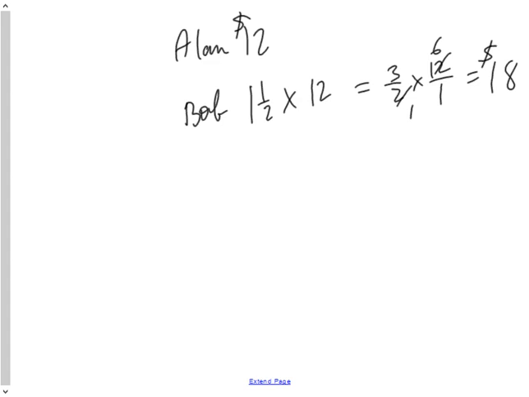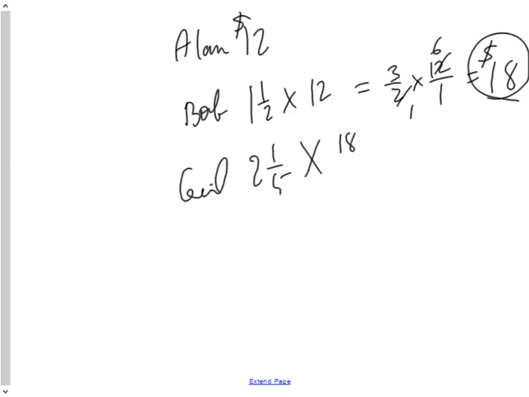Now the second part says Cecil makes 2 1/5 times as much as Bob. So it's 2 1/5 times as much as Bob, which is 18. So the question is going to be 2 1/5 times as much as $18. This will be 11/5 times 18 over 1. I can't cross reduce, so I better be able to multiply. 18 times 10 is 180, so 18 times 11 is 198 over 5.